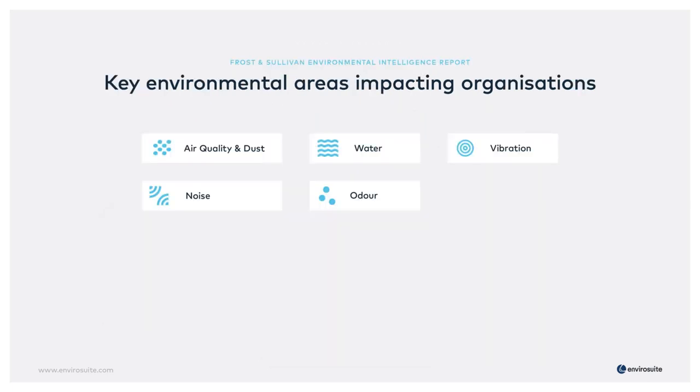The survey found that there are key environmental areas where organisations' operations are impacting communities today. Some of these areas included air quality and dust, water, vibration, noise, and of course, odour. And each of these metrics are good indicators on how your operations are affecting the environment where you're based and therefore affecting the local community.